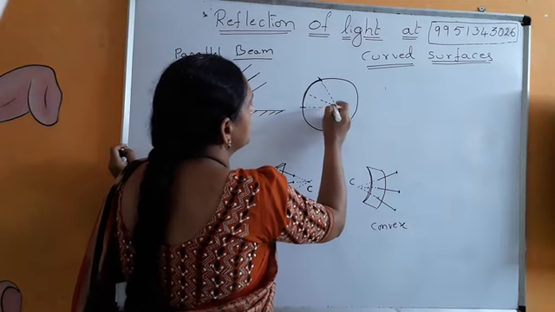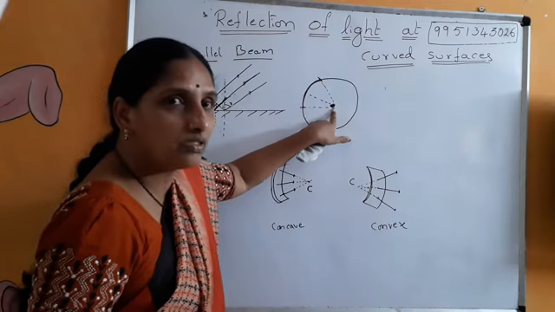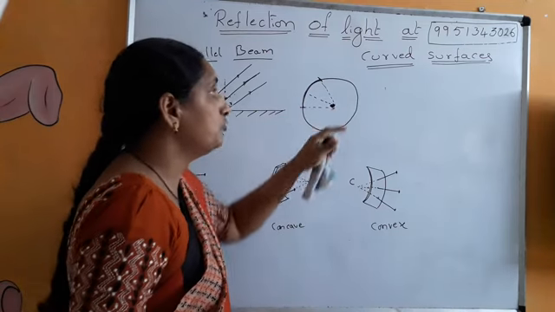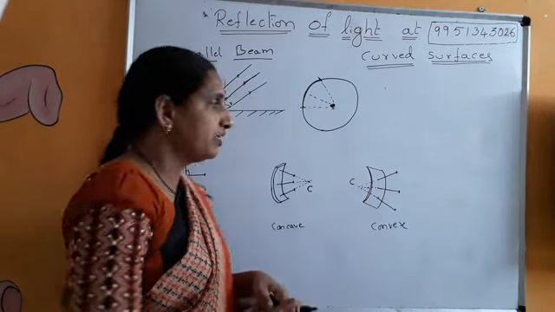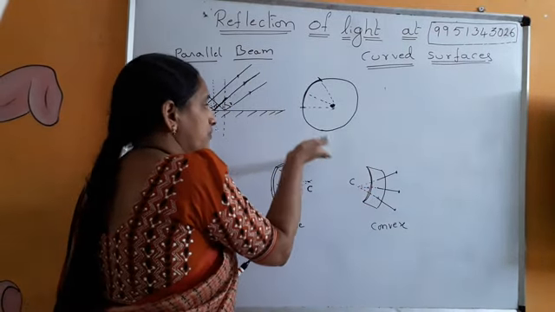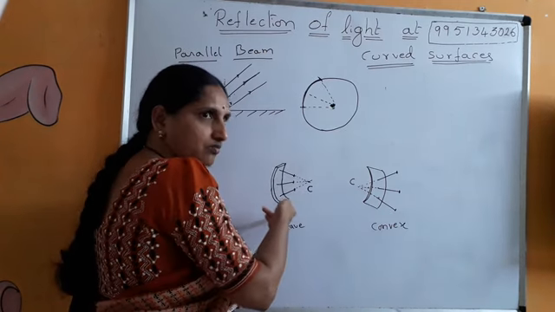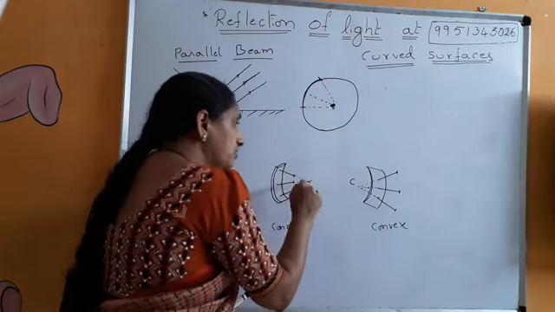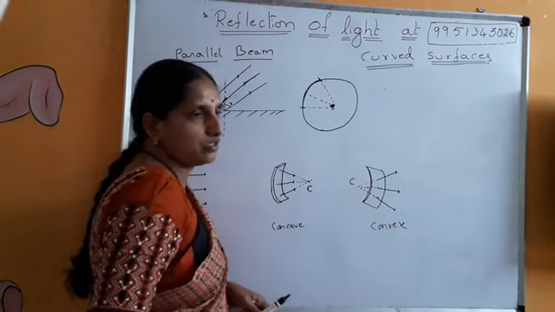This is the center of the curvature. How to put it in the form of a definition: if you extend this curvature to form a complete curve or a closed curve, the center of that curve is the center of the curvature.